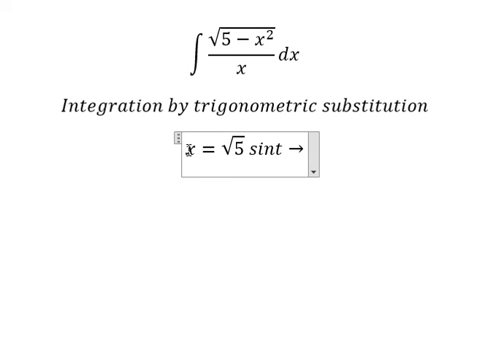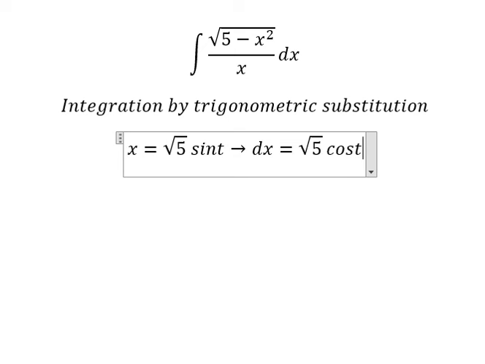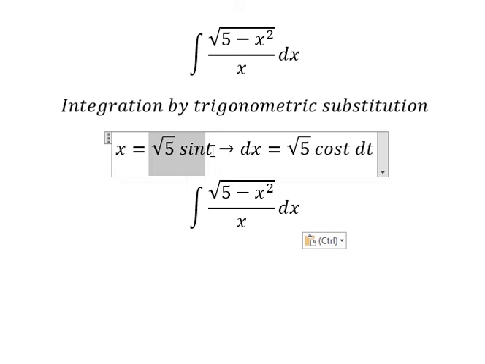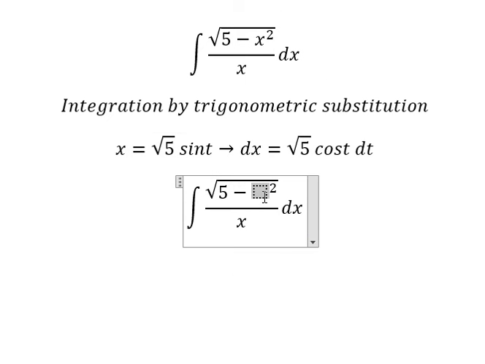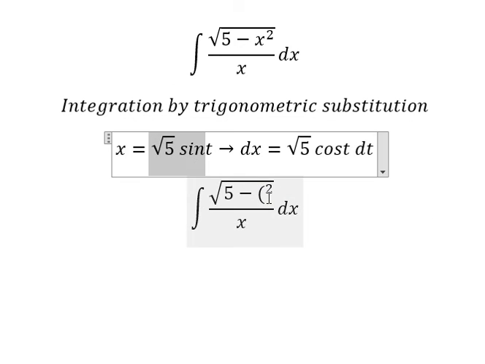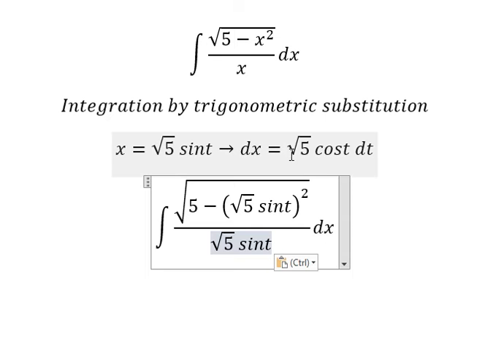Now if we take the first derivative of both sides, you get the square root of 5 cosine t dt. This one we put in here, and this one goes in here. dx we change by this one.